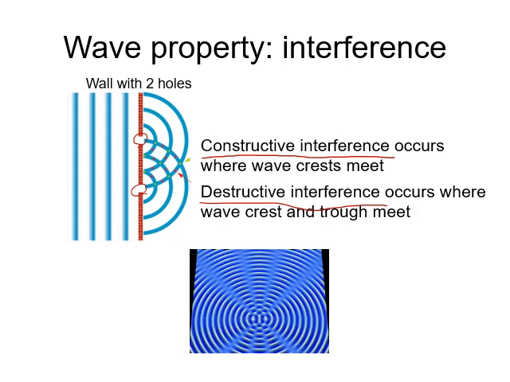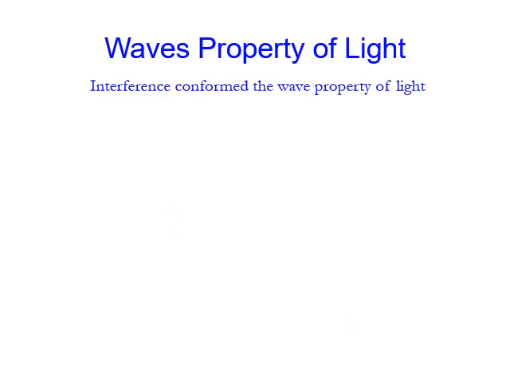Here shows interference between two water waves, and you can see some places where the water height is very high due to constructive interference, and some places have no height due to destructive interference.